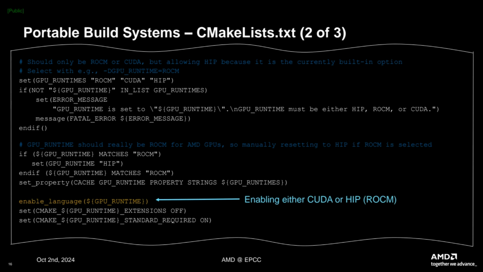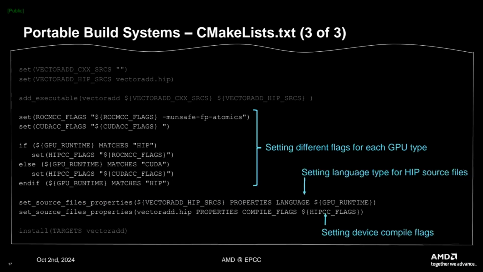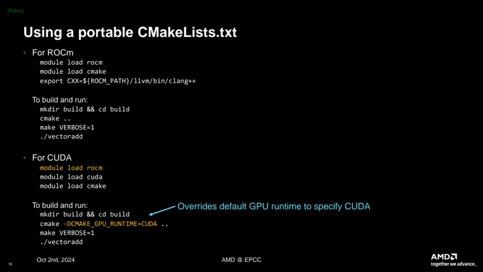And then similarly to what I showed you before for the Makefile, for CUDA we still have to load the ROCm module. And when we actually run the CMake command, we're going to override the GPU runtime and specify CUDA. So it's similar to what we've seen for the Makefile.